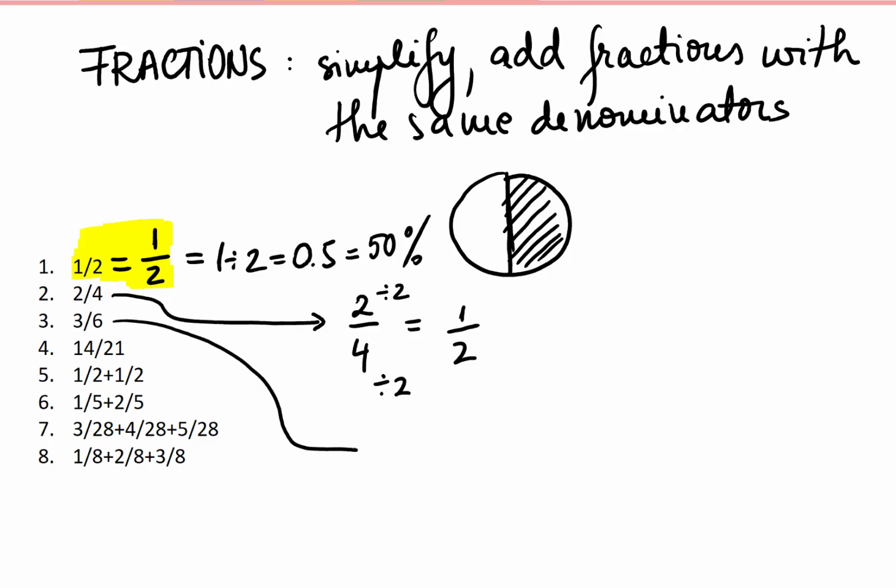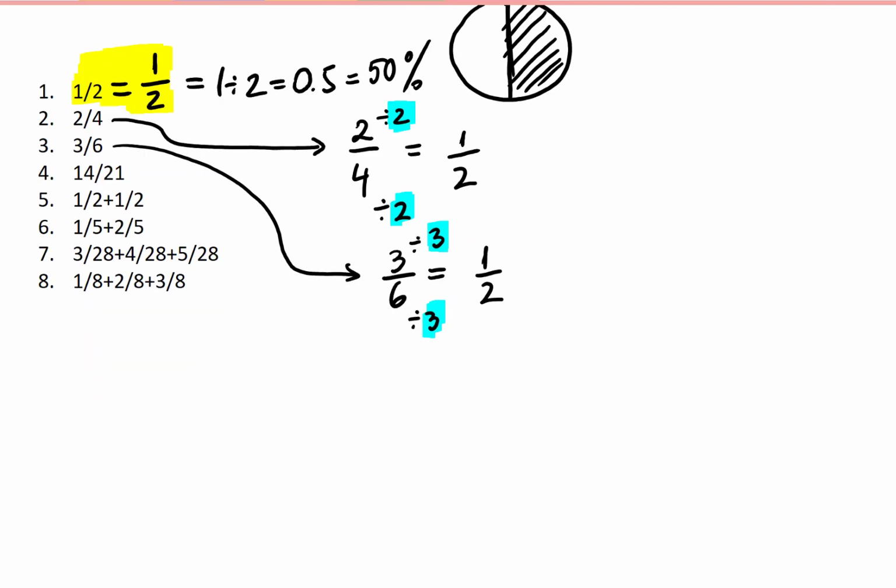Problem 3, we have 3 over 6. So also we notice that both 3 and 6 can be divided by the same number, 3, and we get 1 over 2. So now 3 over 6 is simplified into 1 over 2, the most simplified form. Now, as you notice, I divided by the same number, right? So you cannot divide the numerator by 3 and the denominator by 4. You have to be able to divide by the same number.